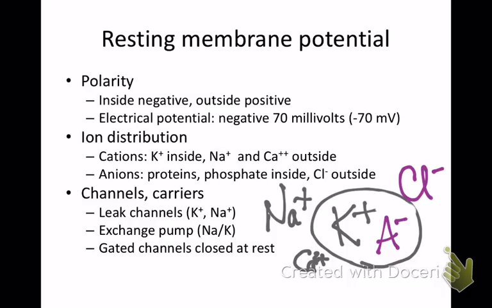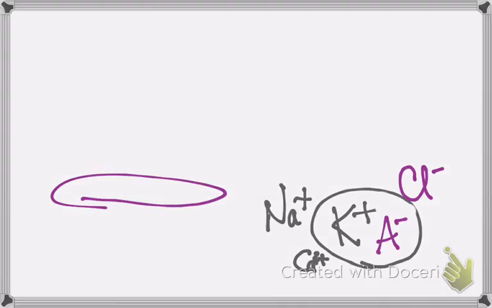All right, so how did I get there? How did I get to where I am? Well, I have channels and carriers. And let's see what we remember about these. So I need some leak channels, I need an exchange pump, and then I need some gated channels. Let's see where we are with that.